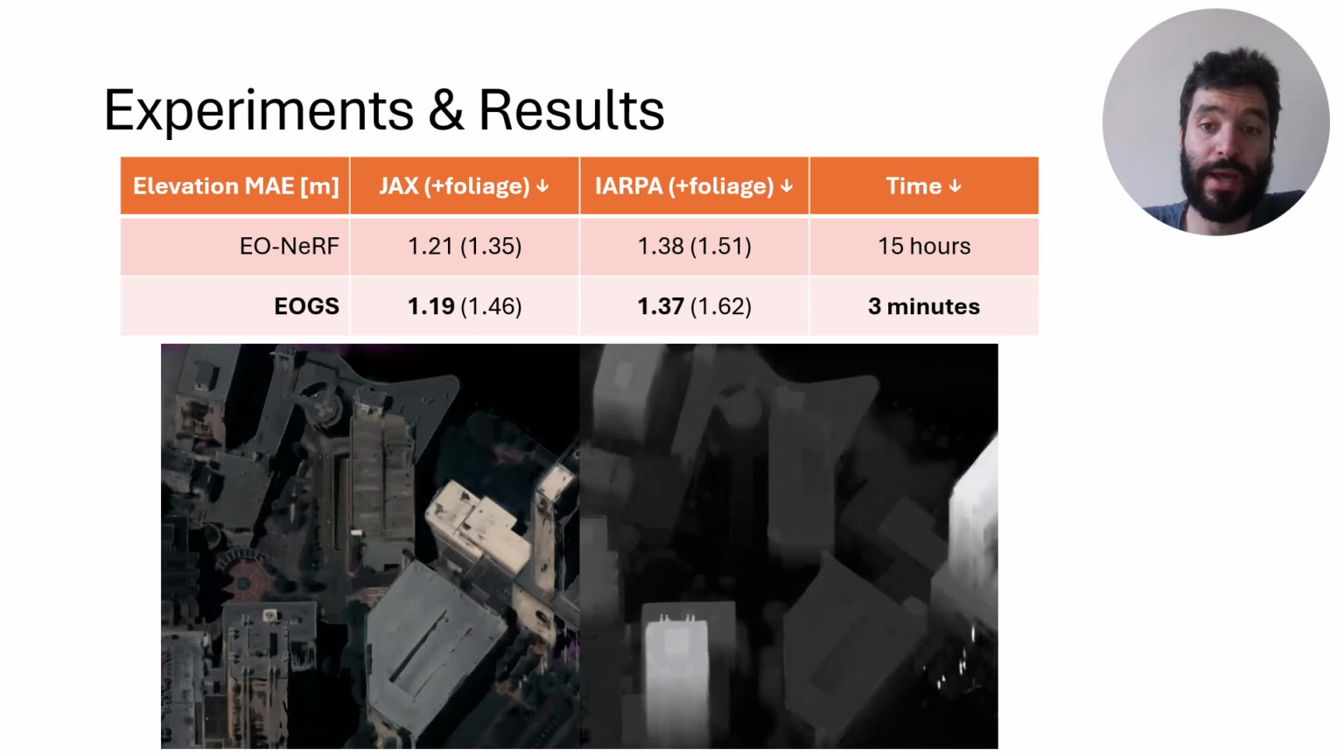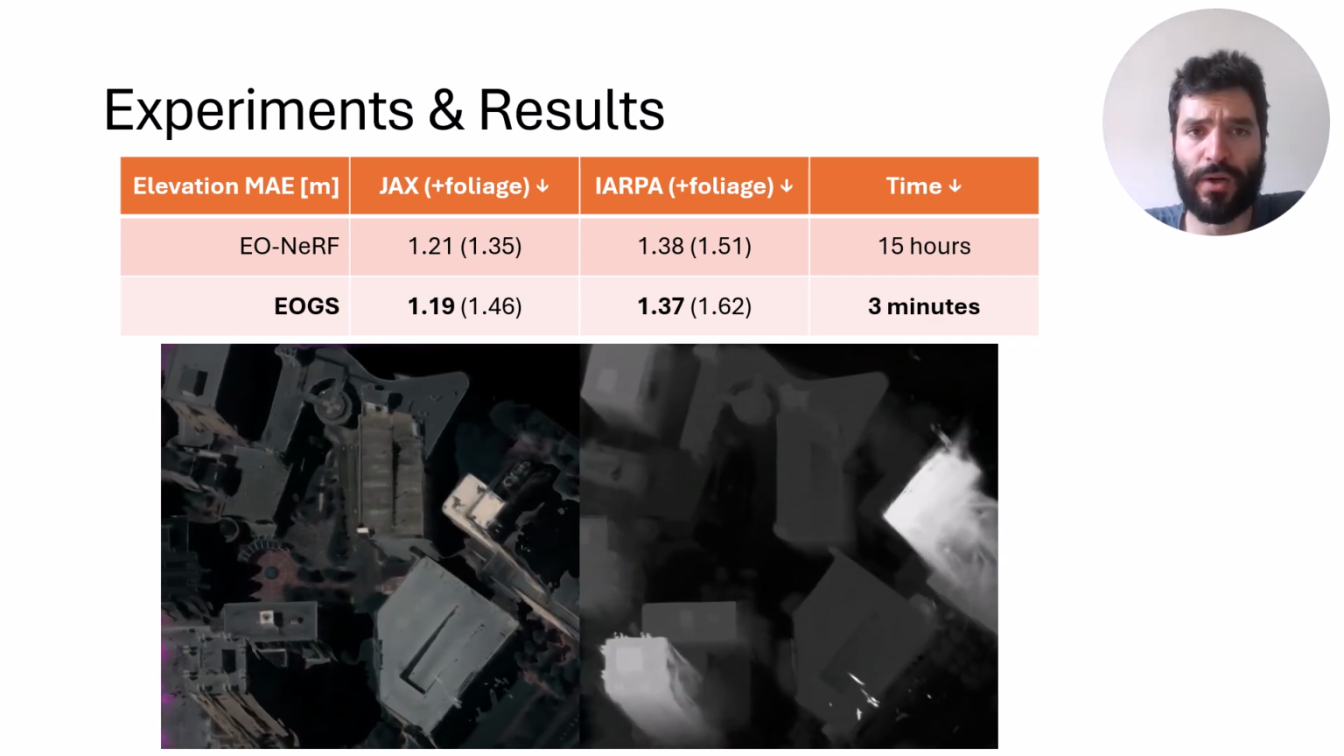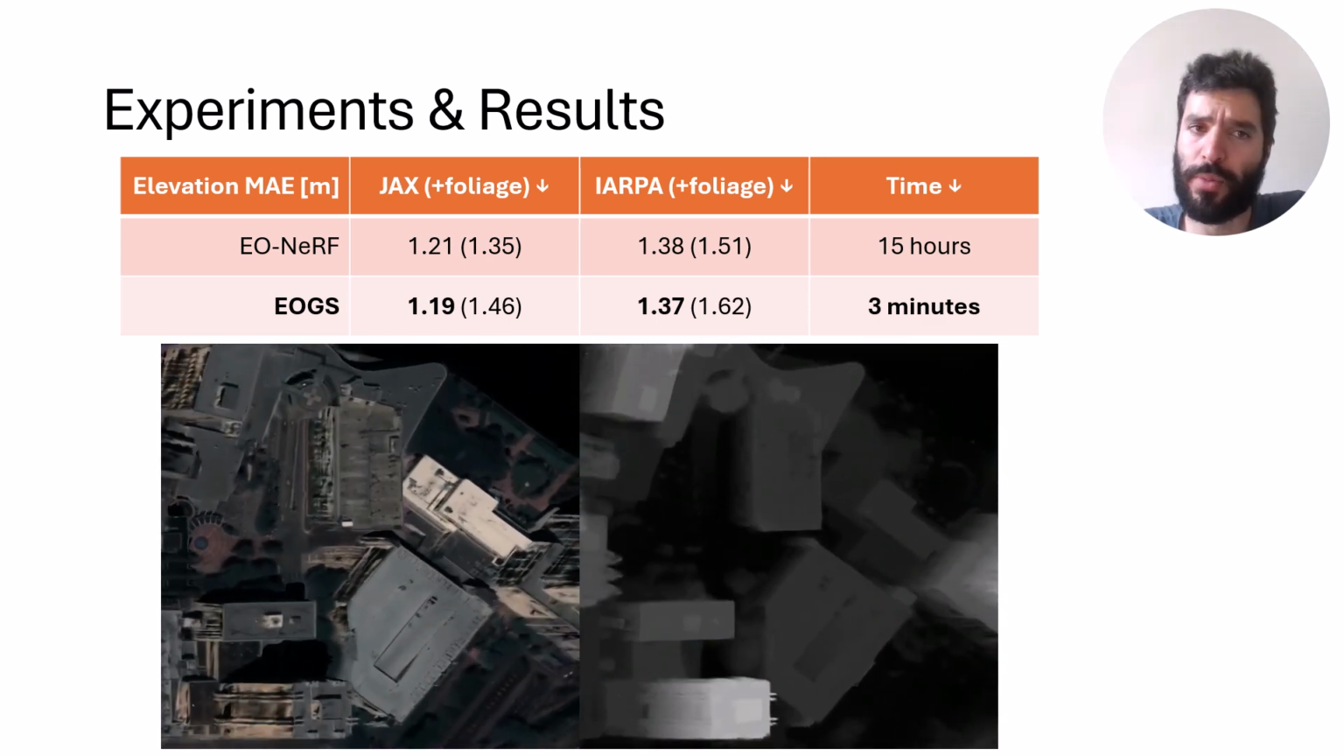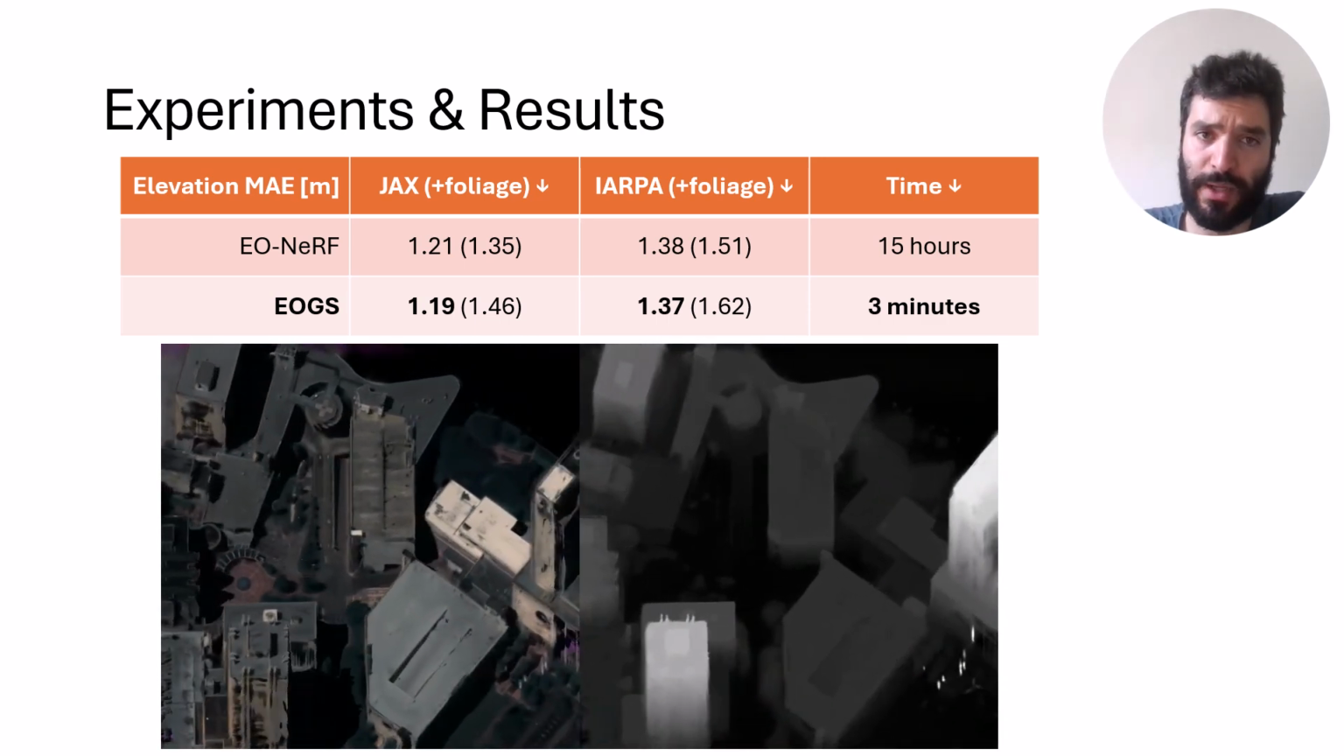Now let's compare EOGS with EONeRF. EOGS is about 300 times faster, with nearly the same accuracy. In areas with dense foliage, it is slightly less precise, but still within centimeters. Moreover, EOGS can struggle with fewer images. Future work could include improving accuracy in low visibility or high variability regions and handling transient elements.